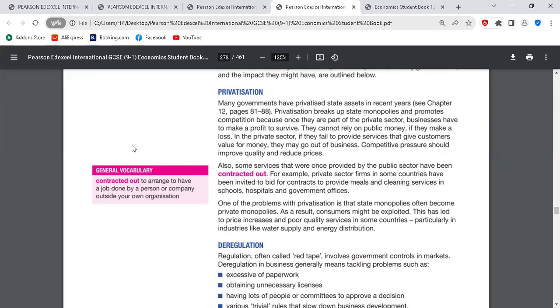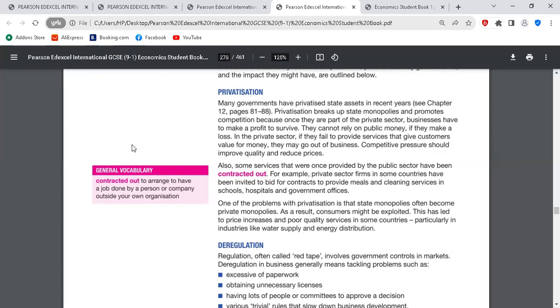So, the last paragraph now. One of the problems with privatization is that state monopolies often become private monopolies. As a result, consumers might be exploited. This has led to price increases and poor quality service in some countries, particularly in industries like water supply and energy distribution.